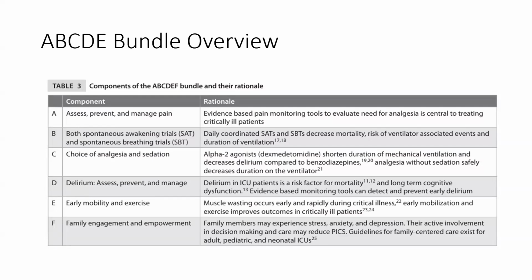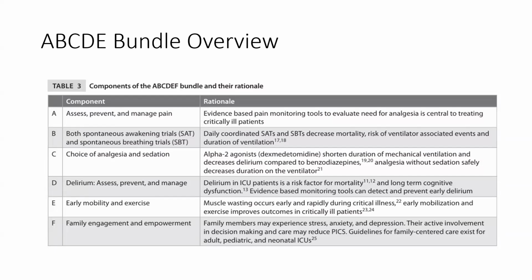Alpha-2 agonists, that is dexmedetomidine, shorten the duration of mechanical ventilation and decrease delirium compared to benzodiazepines. Analgesia without sedation safely decreases the duration on the ventilator. Then D, delirium: assess, prevent, and manage. Delirium in the ICU patient is a risk factor for mortality and long-term cognitive dysfunction. Evidence-based monitoring tools can detect and prevent it. Then E is early mobility and exercise. Muscle wasting occurs early and rapidly during critical illness, so early mobilization and exercise improve outcome in the critically ill patient.